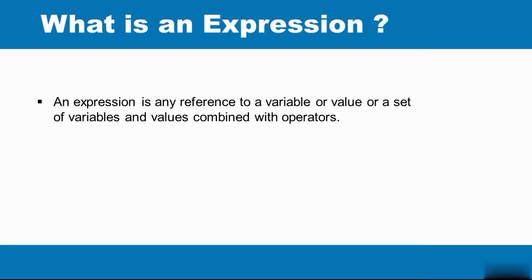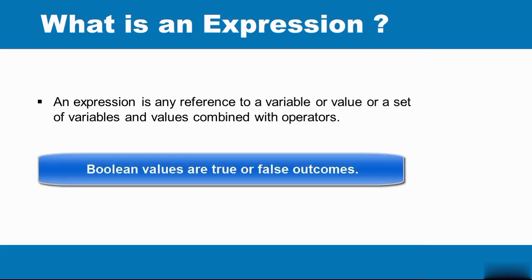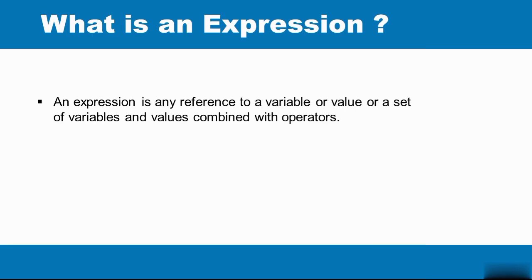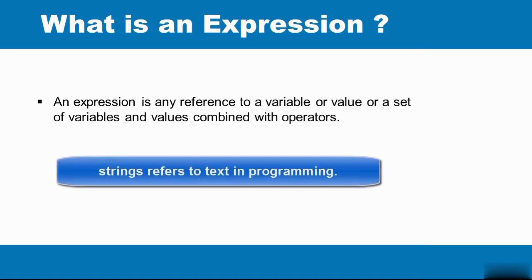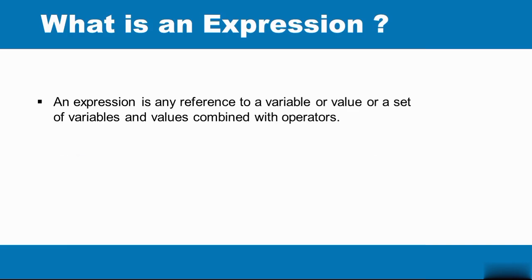For example, a number like 7 is a value. A Boolean value. Boolean values are values that are either true or false, so there can only be two outcomes. Those are known as Boolean values. Also a collection of text, which is referred to as a string data type. So it's like the text characters strung like a string, so they're referred to as a string in programming.